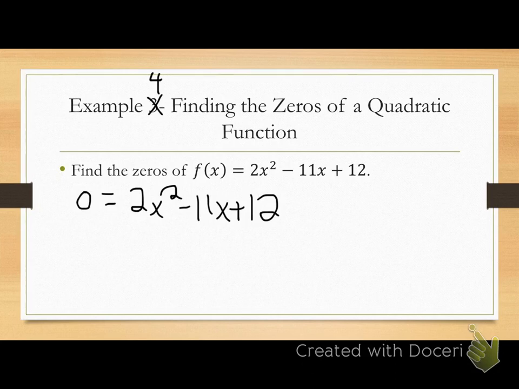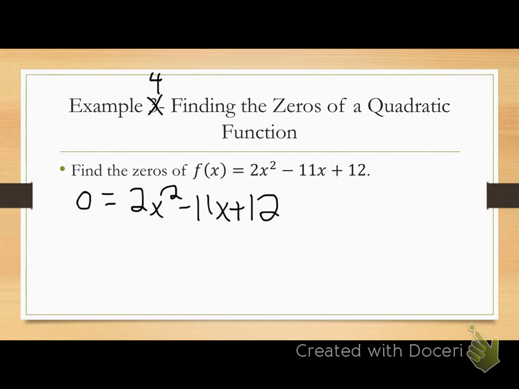Okay? So, what am I going to have to do with 2x squared minus 11x plus 12? What am I going to have to do with it? Starts with an F. Factor. There we go. Let's factor 2x squared minus 11x plus 12.